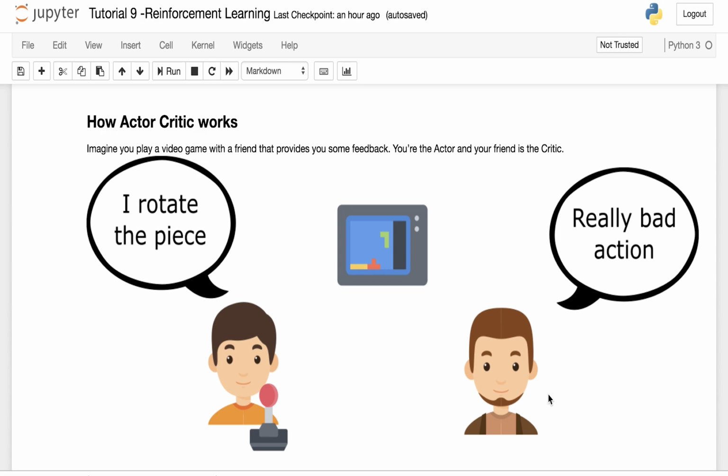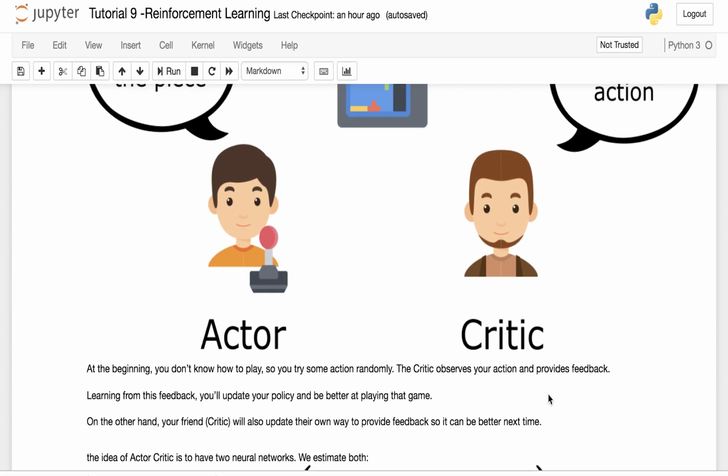Okay, so actor critic is like simultaneously you optimize both of them. You have an actor and you have a critic. At the beginning, you don't know how to play. You try some action randomly, of course. The critic observes your action, provides feedback, and you learn from this feedback. You update your policy, and play better in the next game.